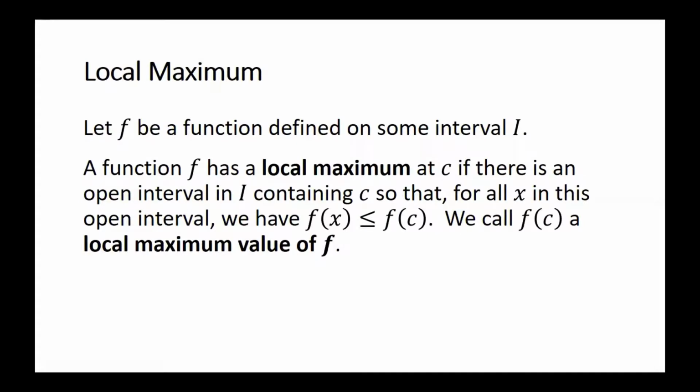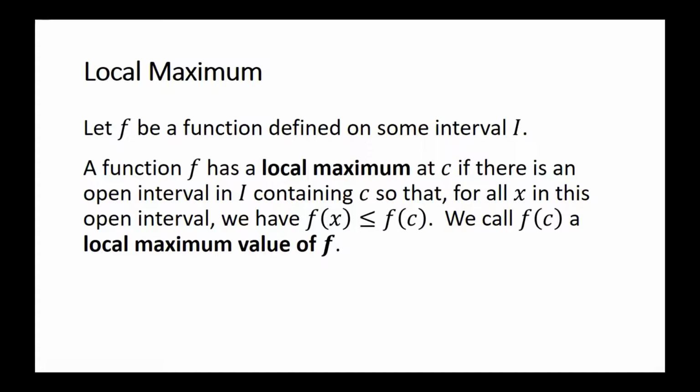Local maximum. Let f be a function defined on some interval I. So we have a function that we're defining over some interval. A function f has a local maximum at c if there is an open interval in I containing c, so that for all x in this open interval, we have f of x less than or equal to f of c. We call f of c a local maximum value of f.